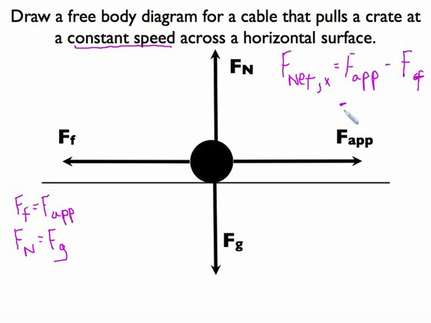So our applied force minus our frictional force is our net force. Since these two are equal to each other, this is just 0. So in the x direction, our box or our crate is in equilibrium. Now let's look at the y direction.